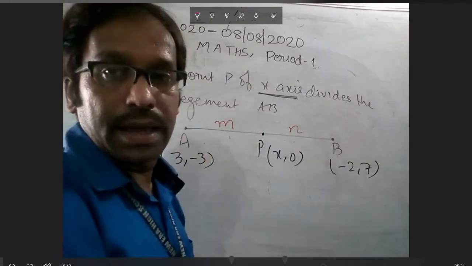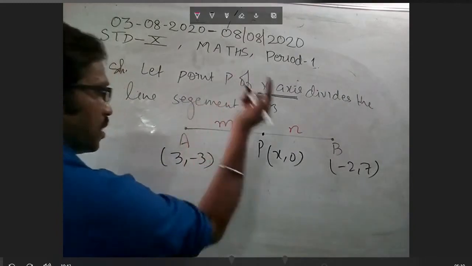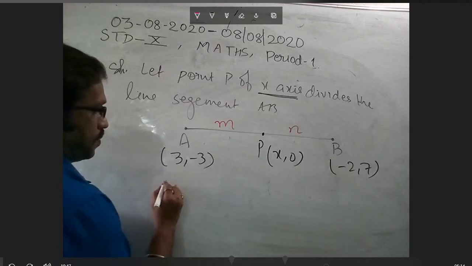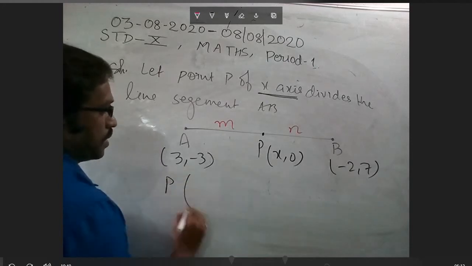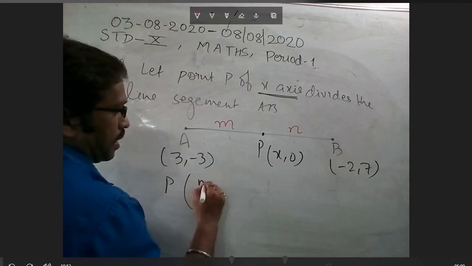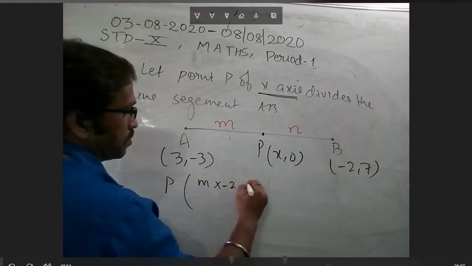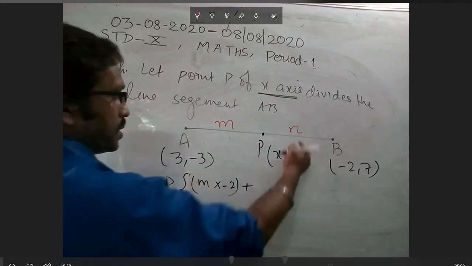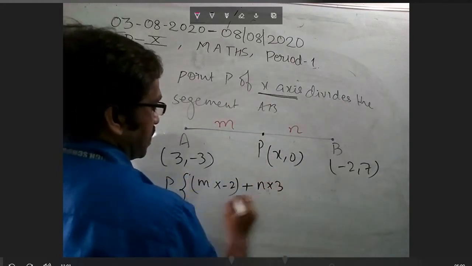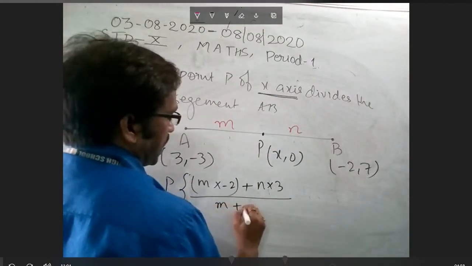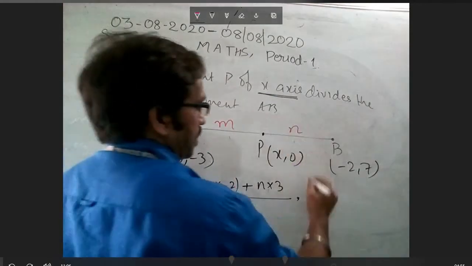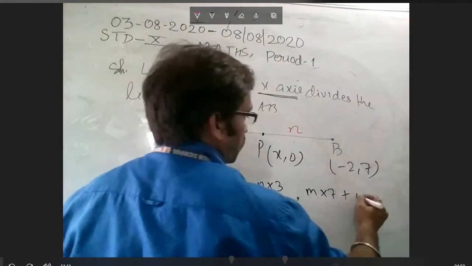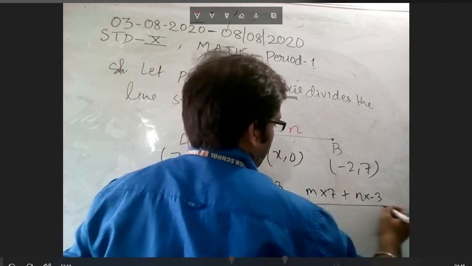Now what? Same section formula. N will be multiplied with 3, m will be multiplied with minus 2. So the coordinates of point P will become m into minus 2 plus n into 3, by m plus n. The ratio is the same, m plus n. Similarly for y, same thing, m into 7 plus n into minus 3, divided by m plus n.